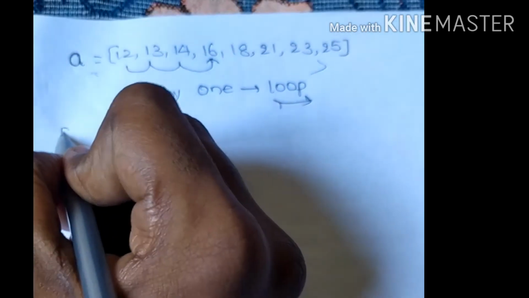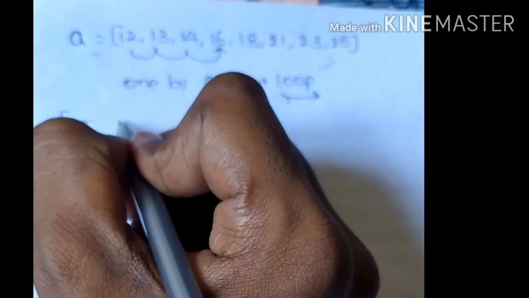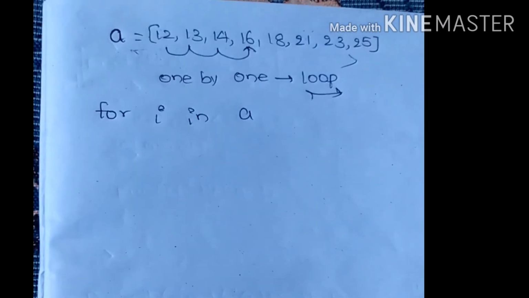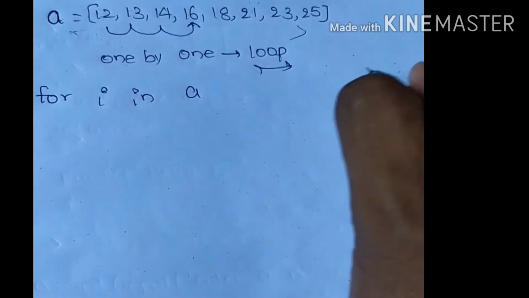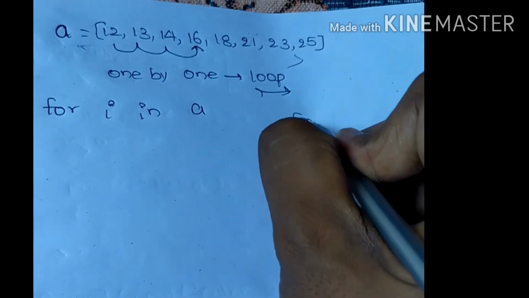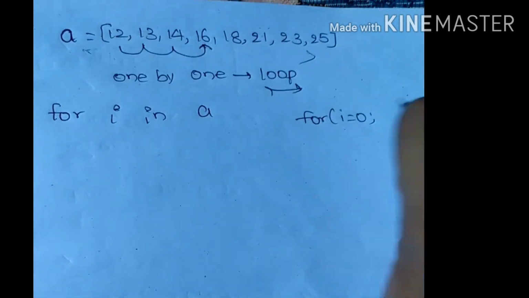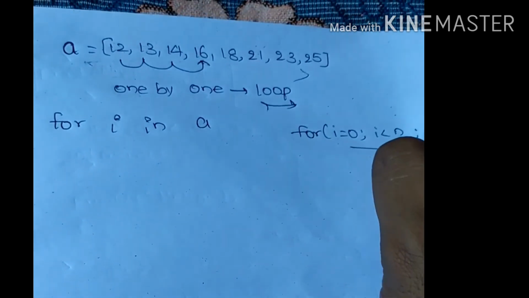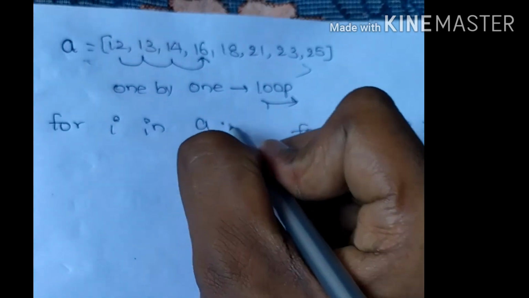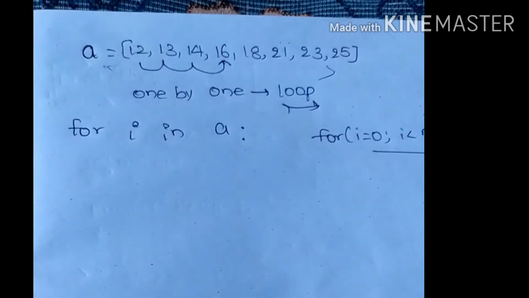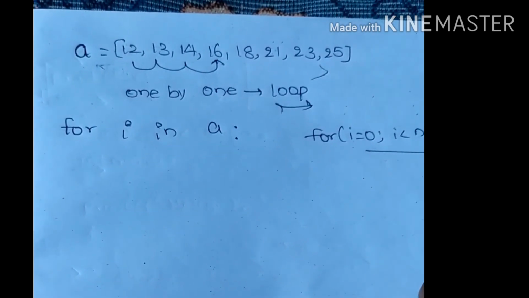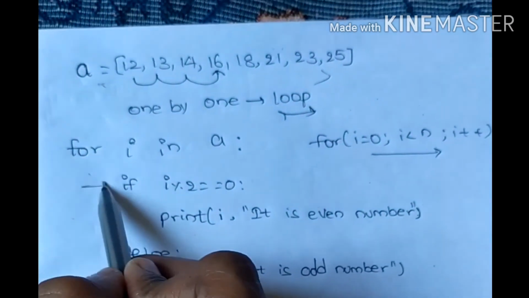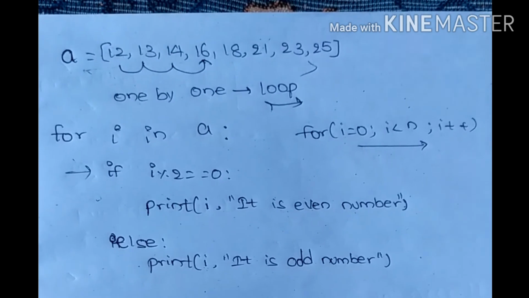How will we write the for loop? In Python, we use the for loop like this: for i in a, where a means it will be a range. In other languages, the for loop is written with first the initialization, then the condition, and then the increment. These three should be there in a for loop. But in Python, we write like this: for i in a, where a is a range. After writing the for loop, we write the code of checking whether the number is even or odd, like this.